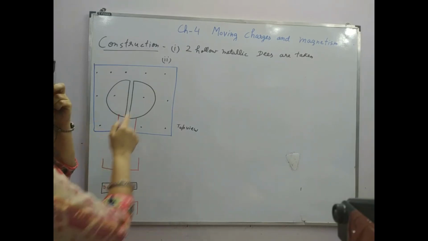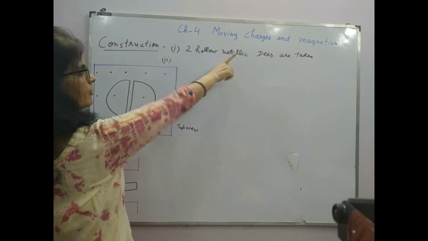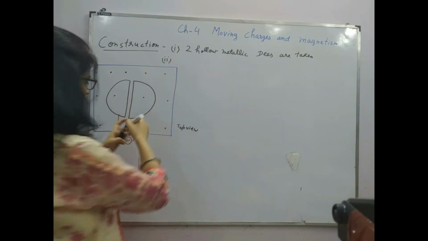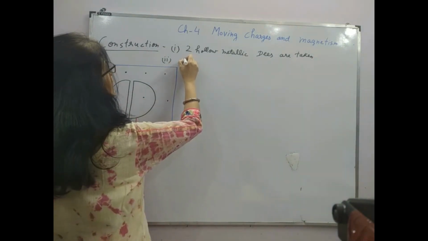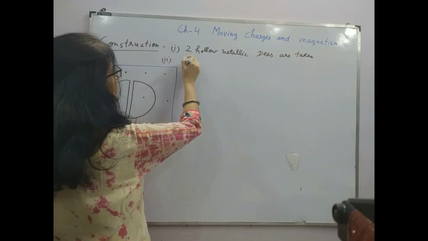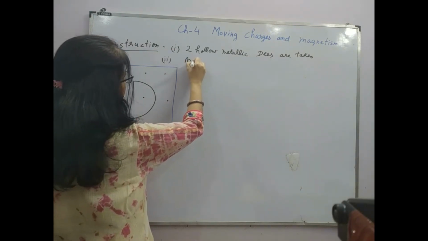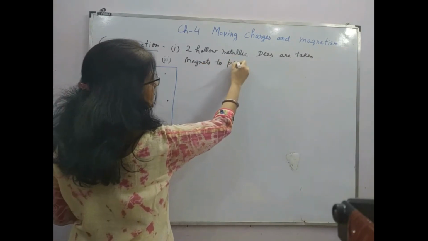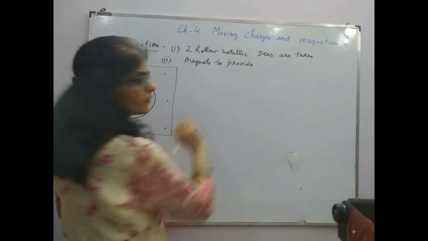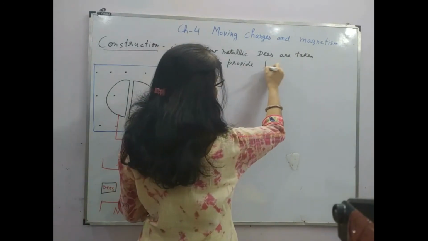Now, what is the construction? Two hollow metallic Ds are taken. Next point will be magnets to provide a perpendicular magnetic field.